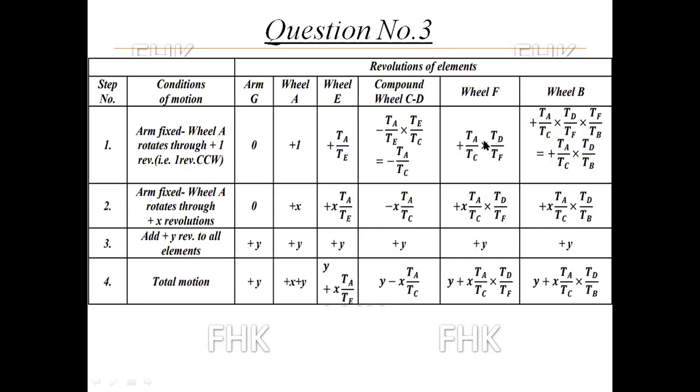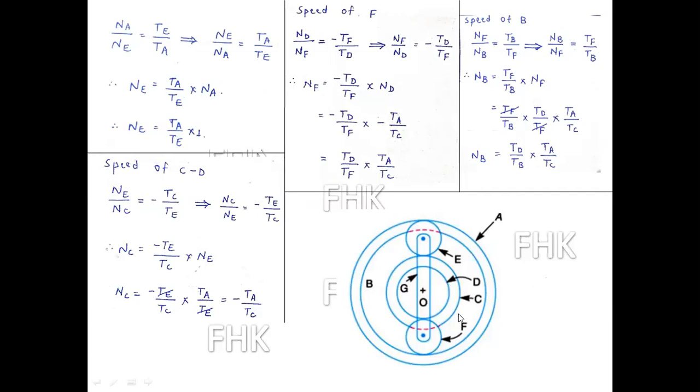See here, speed of F. We are finding speed of F. Why? Because we have found out speed of C, and whatever the speed of C is same as speed of D, because C and D are compound gear. So NC is equal to ND. So meshing with D is gear F. So D will become driver and F will become driven. So equation will become ND upon NF is equal to TF upon TD, and this is in minus sign because D and F make an external pair. So direction of rotation of both the gears will be opposite.